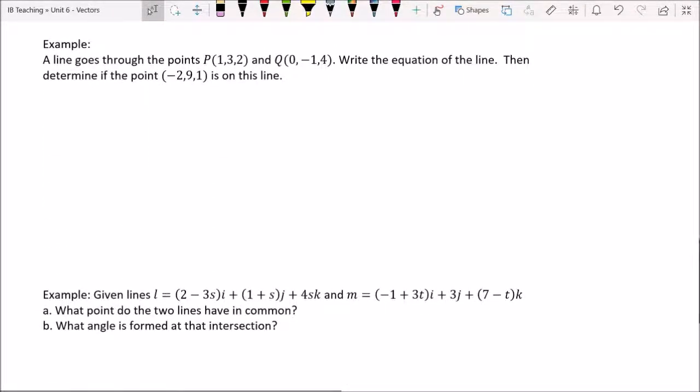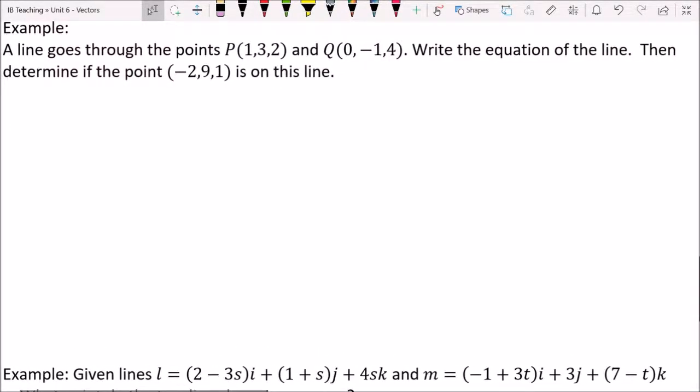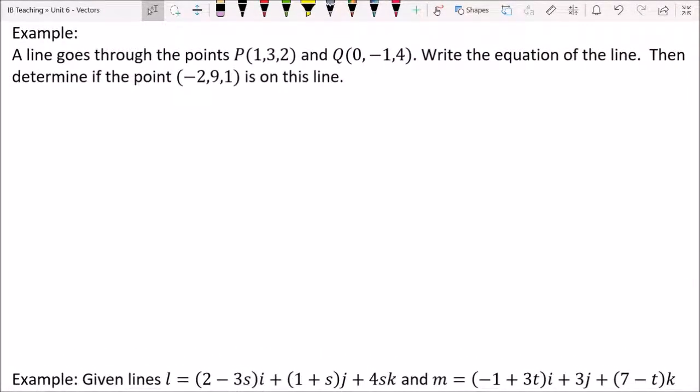So let's do an example. A line goes through 2 points, P and Q. We're given the coordinates of those points. We're asked to write the equation of the line and then determine if the point (-2, 9, 1) is on that line. Okay, so let's do it.